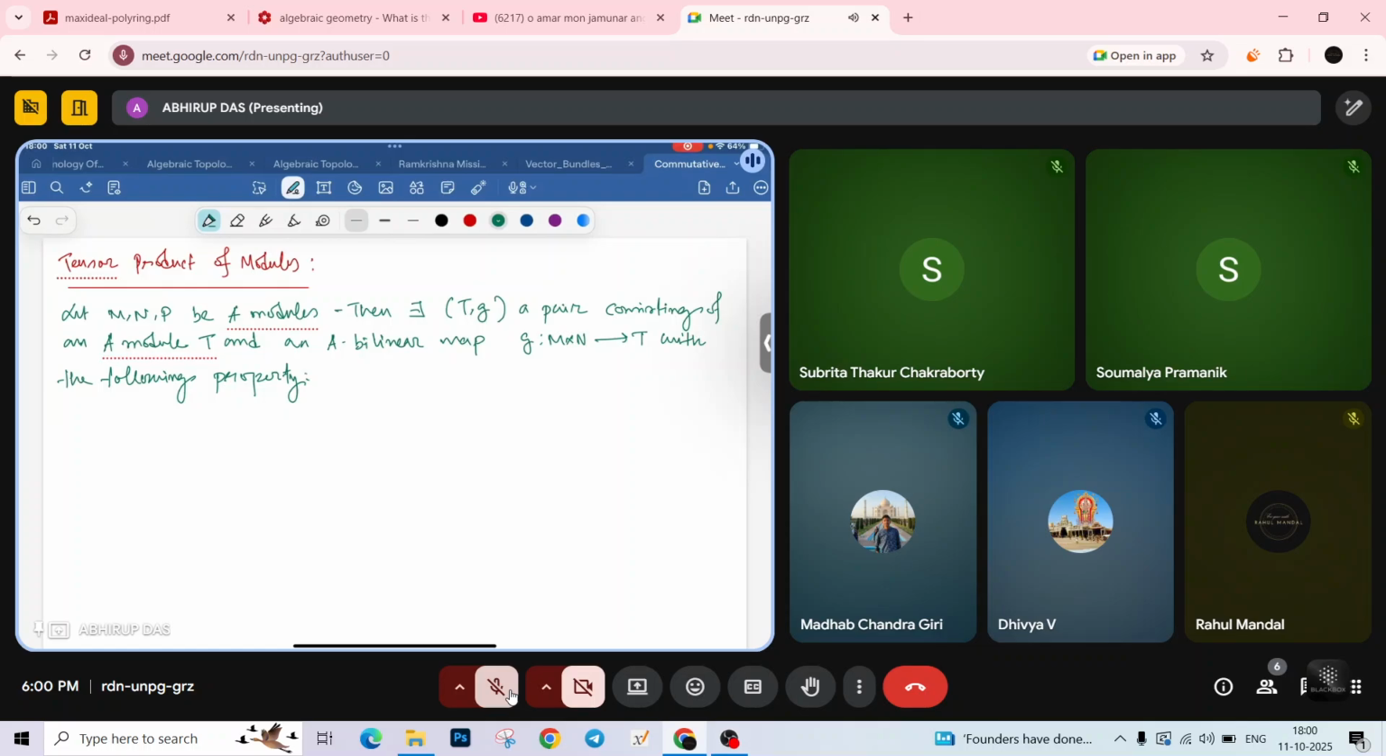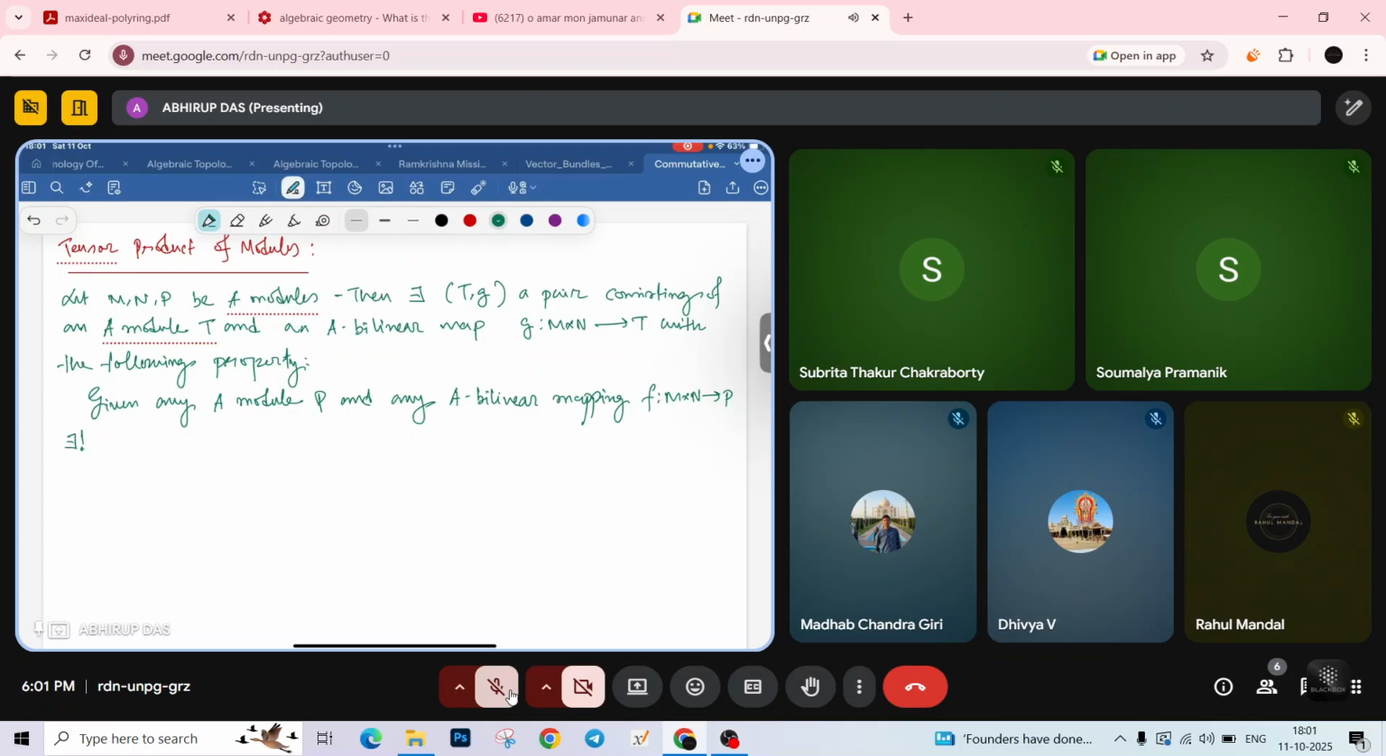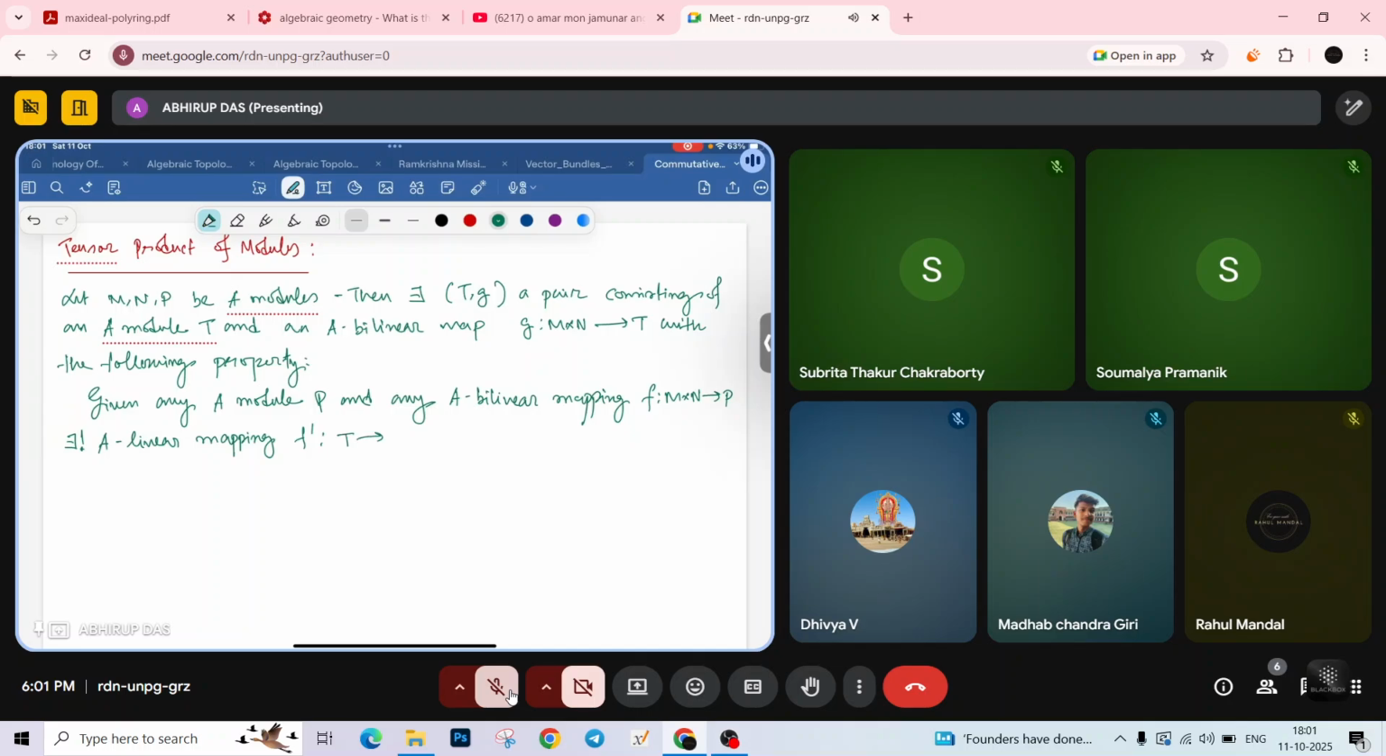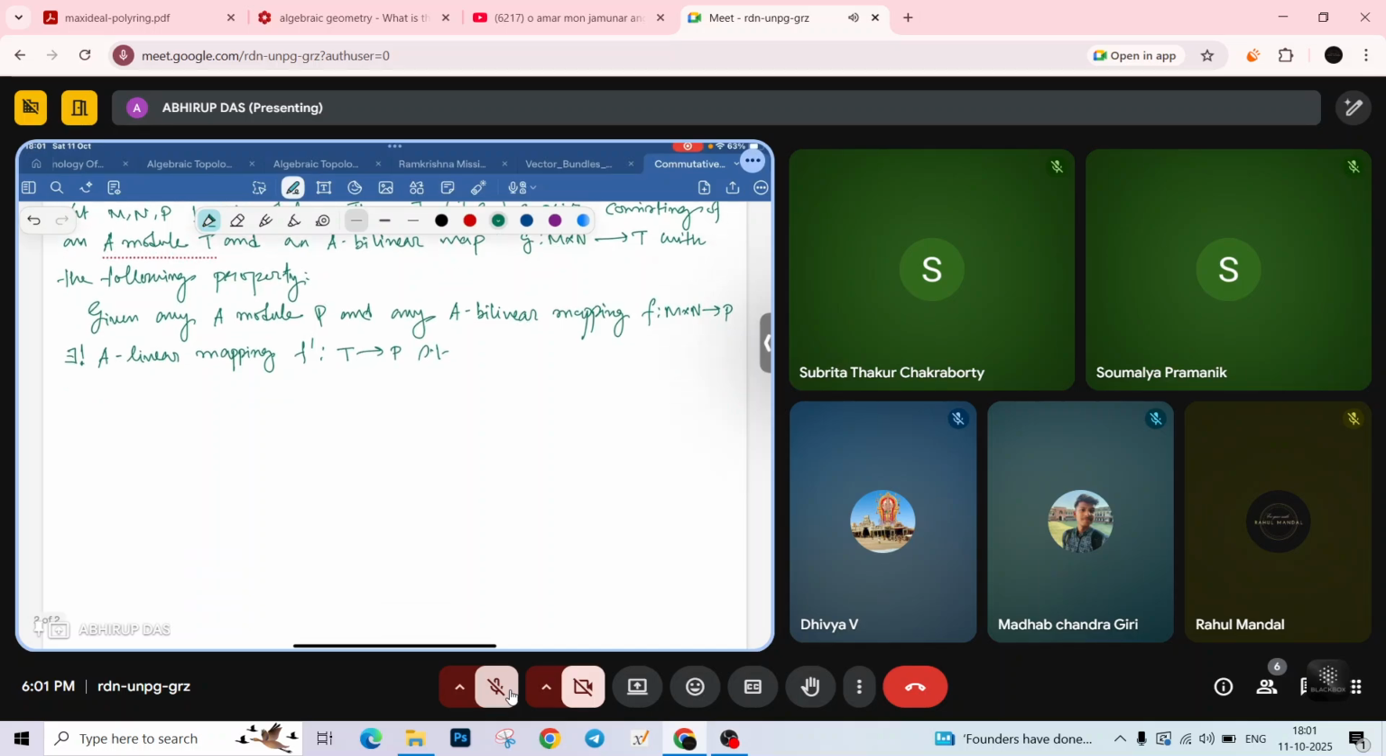So what is the property? The property is given in a module P and in a bilinear mapping if M cross N to P, there exists a unique linear mapping F prime that is from T to P such that, so you see we are talking about this diagram to be commutative.